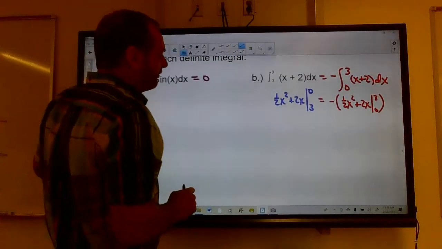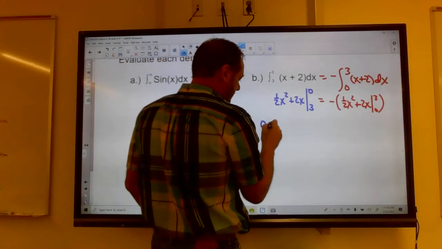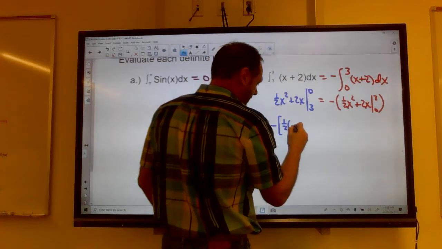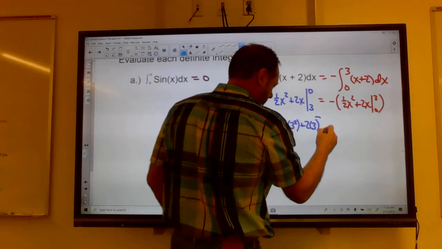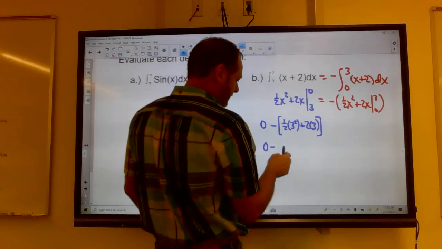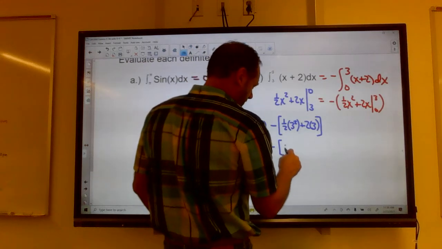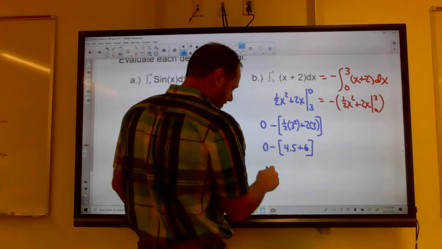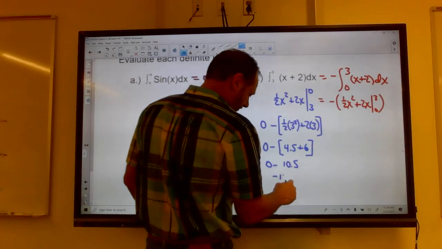Okay, so if I plug in 0, I'm going to get 0 plus 0. So this is 0 minus 1/2 of 3 squared plus 2 times 3. So this is 0 minus, this is 4.5 plus 6, which is negative 10.5.